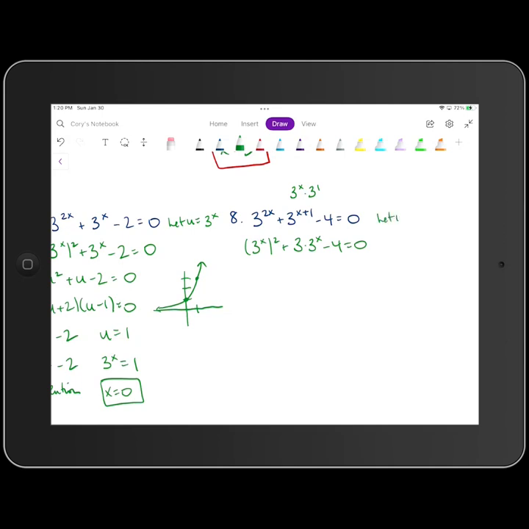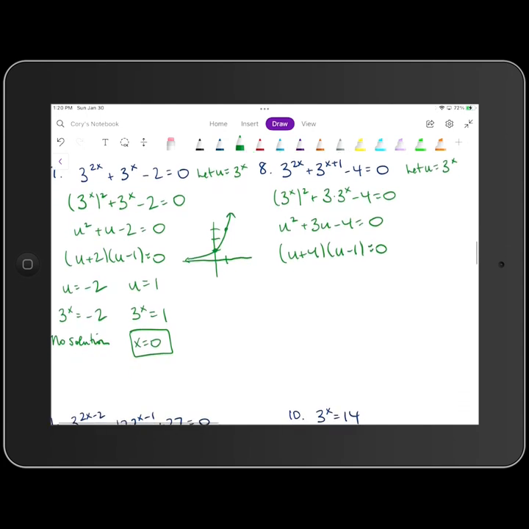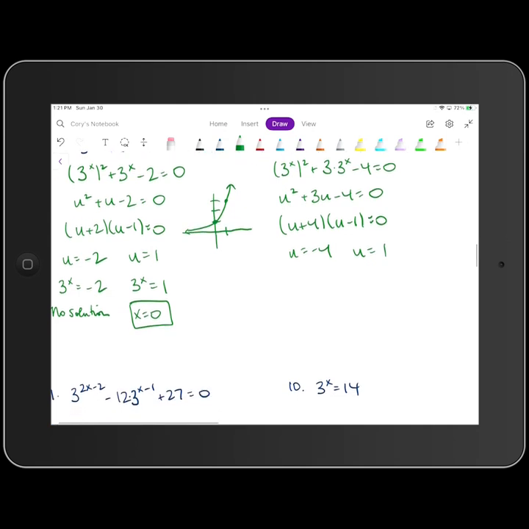Just like the previous example, we have an exponential equation written in a quadratic form here. If we u substitute, plugging u in the place of 3 to the x power, this equation becomes u squared plus 3u minus 4 is equal to 0. This once again is factorable, and factors to u plus 4 times u minus 1. That product is going to be 0 when u is equal to negative 4 or u is equal to 1. But again, we're not solving the equation for u. We're solving for x, so we're going to replace u with 3 to the x power.